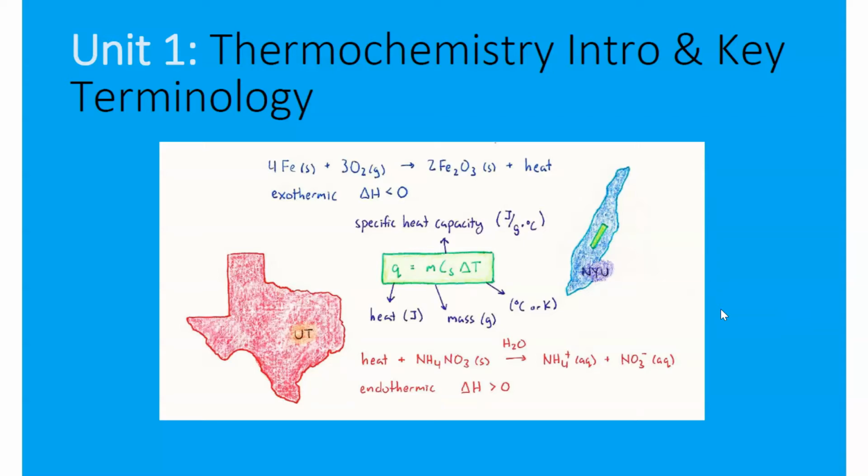I chose Thermochemistry to be the first unit to discuss, and it deals with heat transfer. So on this cover page, I show two reactions.